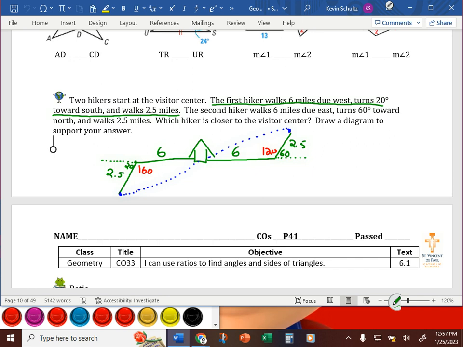We know that the second hiker is closer because using the Hinge theorem, because these two sides are congruent, they're both 6 miles. Because these two sides are congruent, they're both 2.5 miles. We can look at that included angle, that 120 compared to the 160, and because that 120 is smaller, it means that this third side is shorter than the other one. Therefore, the second hiker is closer to the visitor center.